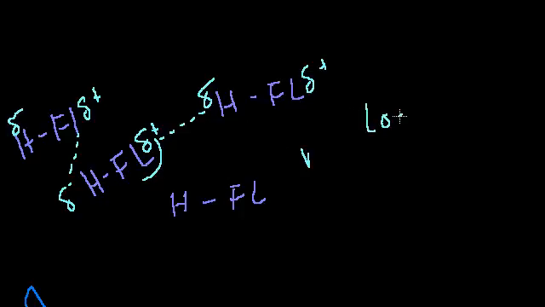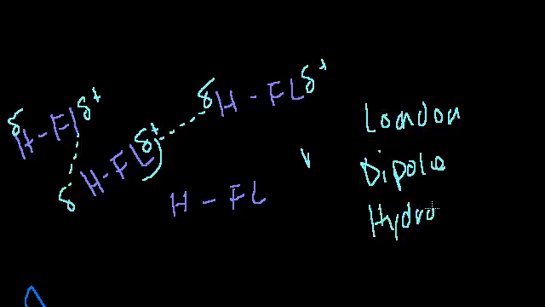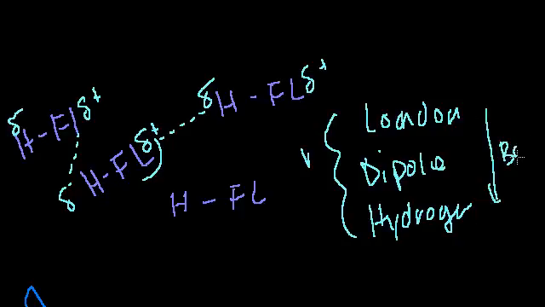So London dispersion, then you have dipole or polar bonds, and then you have hydrogen bonds. All of these are van der Waals, but because the strength of the intermolecular bond gets stronger, the boiling point goes up. Boiling point goes up because it takes more and more energy to separate these from each other.